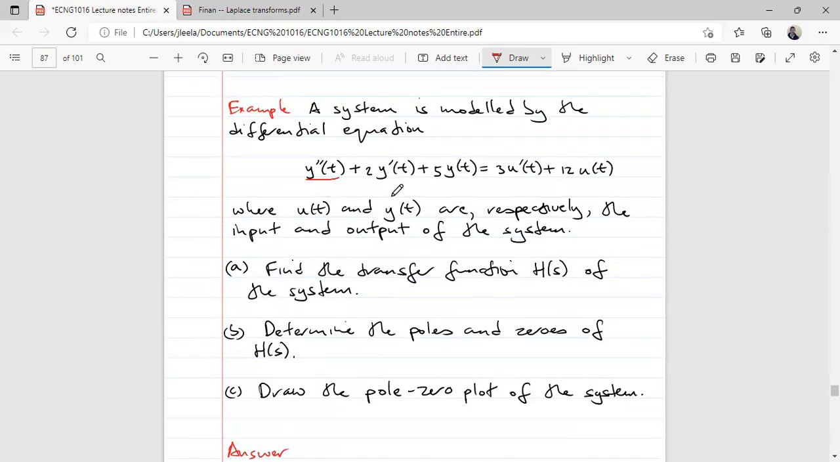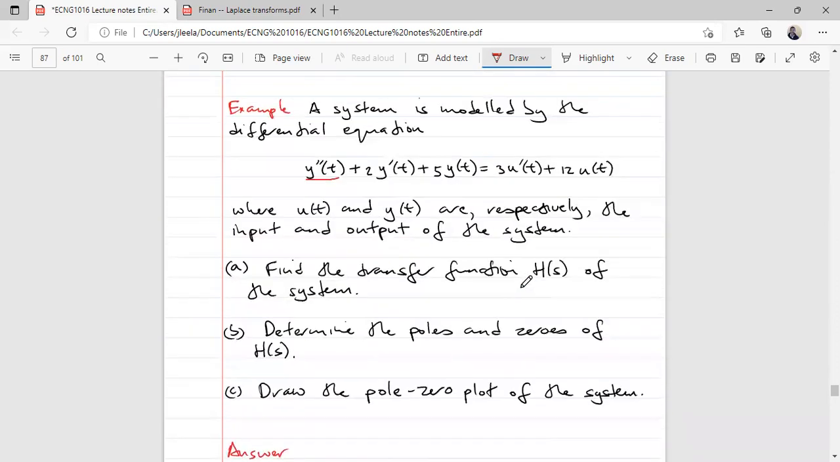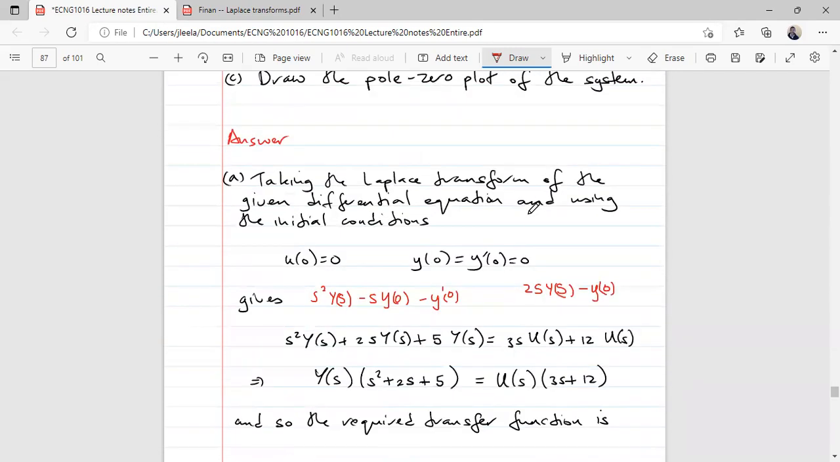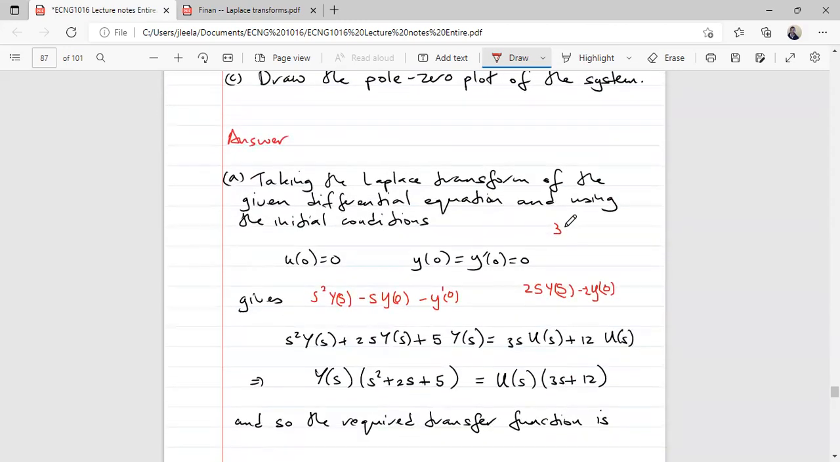And then for the next one, you'll get 2s Y(s) minus y naught. I forgot to multiply by the 2, so I don't multiply this by 2, but as you would see, it will drop over because your initial condition is 0. And then for the right hand side, you'll get 3s U(s) minus 3 u naught.